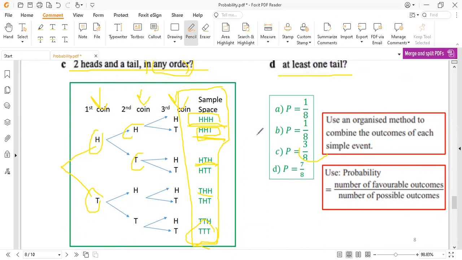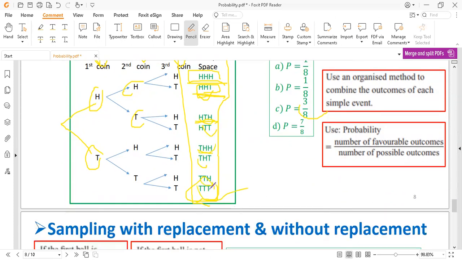At least 1 tail. When we say at least 1 tail, it means 1 tail, 2 tails, or 3 tails. Okay, 1, 2, 3, 4, 5, 6, and 7 from 8. So it is easy to organize, to find an organized method to combine the outcomes of each simple event.